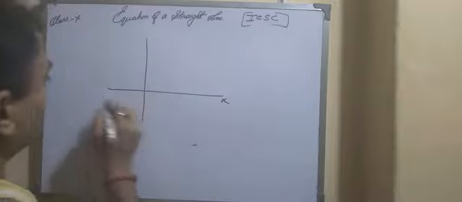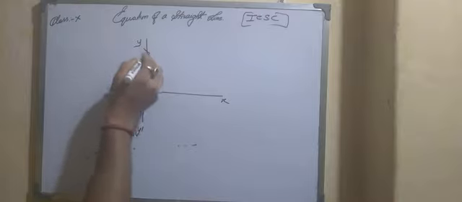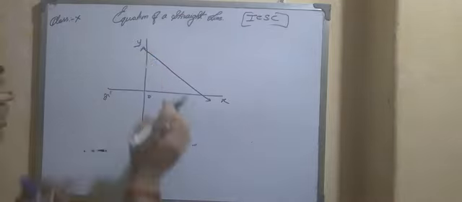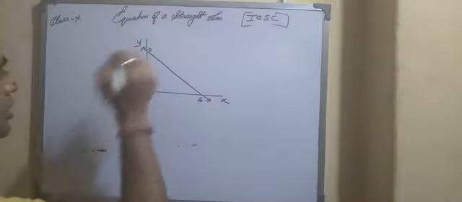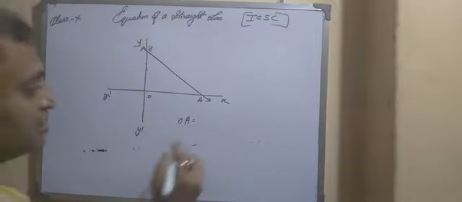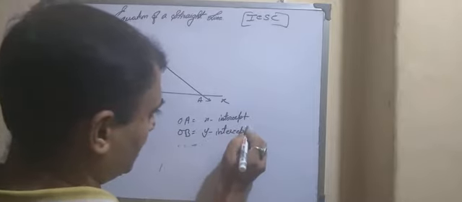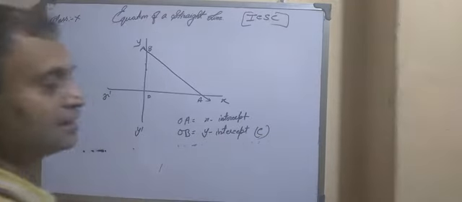This is the x-axis and y-axis, and let AB be a straight line which intersects the x-axis at point A and the y-axis at point B. So OA is called the x intercept, and OB is called the y intercept. Usually we denote the y intercept as C.